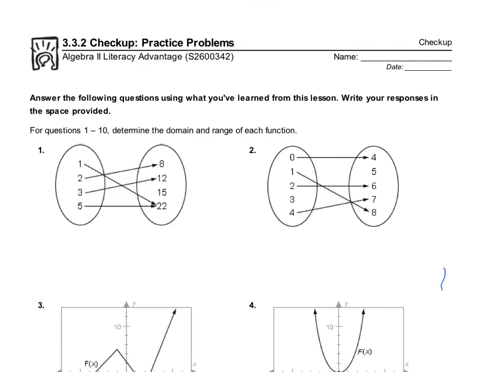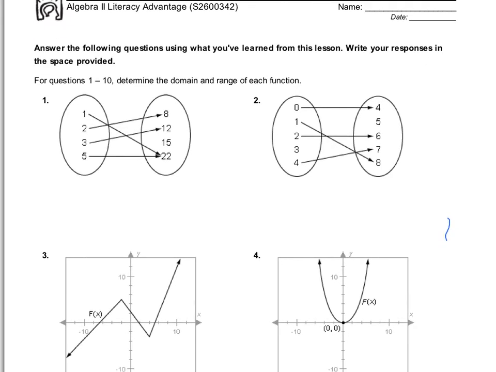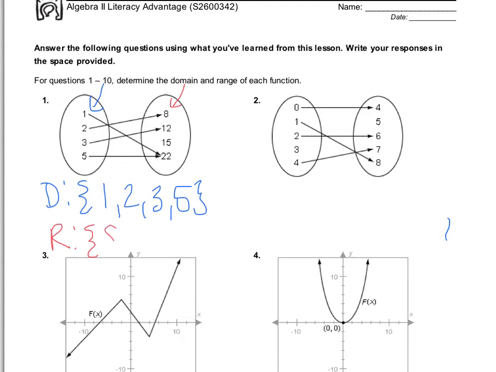I'm going to do the odds on the practice problems, and you'll be responsible for doing the evens. So it says number 1, we're going to determine the domain and range of each function. So remember, our domain we get from this box over here, and we want to look for everything that has an arrow attached to it, which would be 1, 2, 3, and 5. Our range we're going to get from the box on the right. Range is on the right. And we're looking for everything that has an arrow attached to it. Well, that would be 8, 12, and 22. So 15, even though 15 is in the box on the right, because there's no arrow attached to it, you don't actually put it in the range. So that one is out.